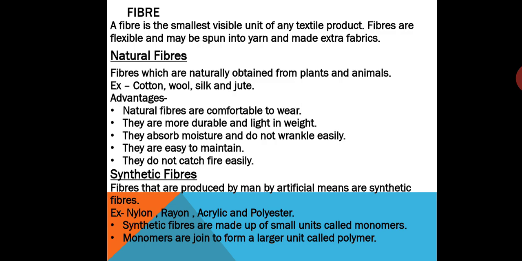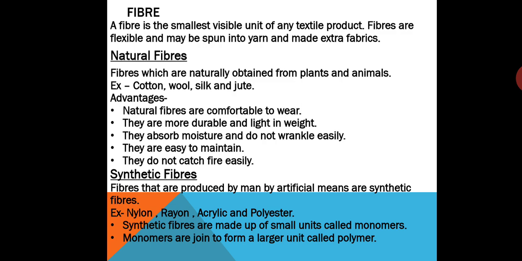Now, fibers are of two types: natural fibers and synthetic fibers. What are natural fibers? Natural fibers are naturally obtained from plants and animals, and these contain cellulose. So, fibers which are naturally obtained from plants and animals are called natural fibers, like cotton, wool, silk, and jute.